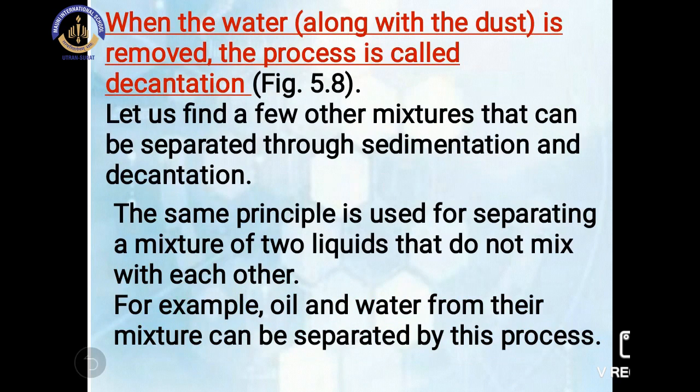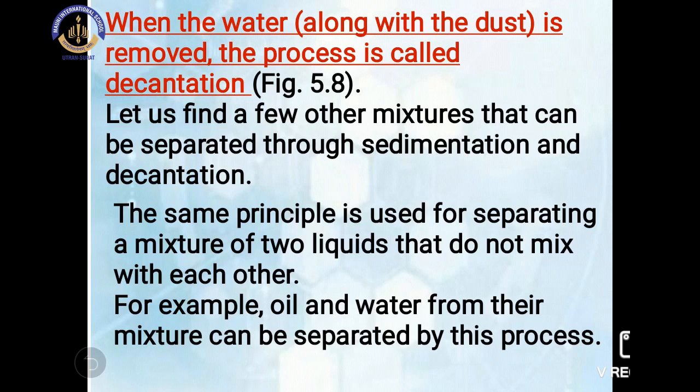When the water along with the dust, it means the water which has dust impurities, is removed, this process is called decantation. It means when we clean the rice, we pour water into it, and after that when we pour out the dirty water into another vessel, this process is called the decantation process.